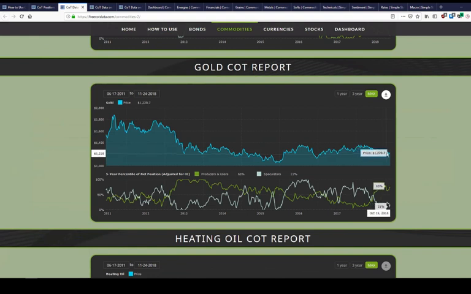Then it popped up a bit, and a lot of the short positioning came out of the contract, but then they sort of got right back into it, and that's where we are now. Positioning is not as extreme as it was a couple months ago, but it's still very safe to say that long gold is a contrarian trade. And then we can also dive into crude oil and see how that's changed.